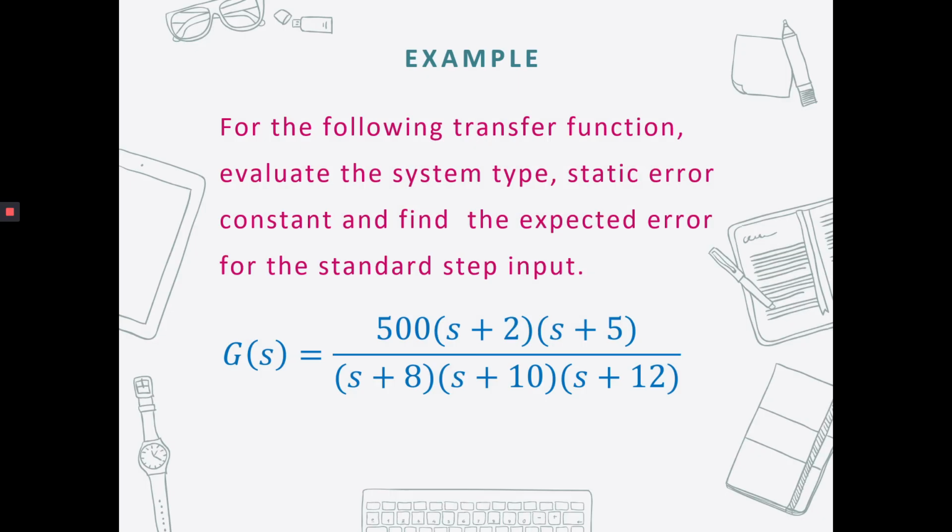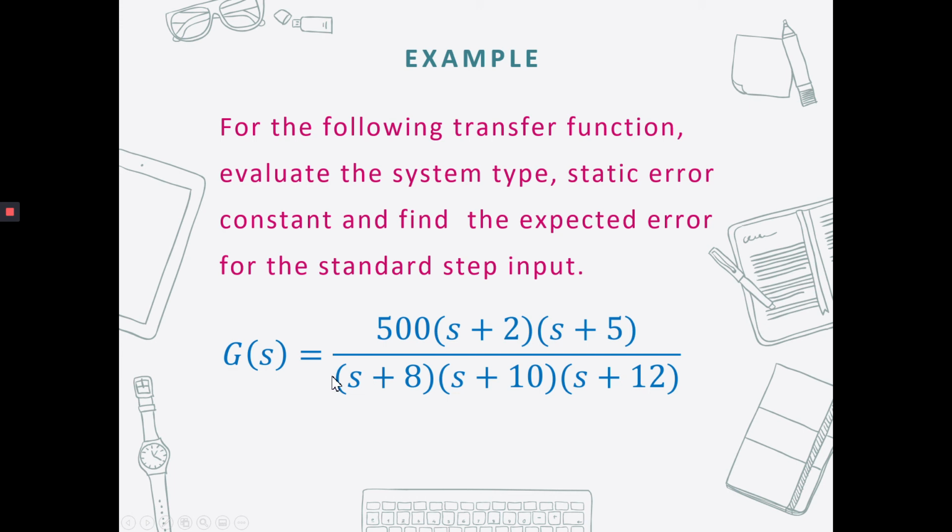You can try to determine the system type, static error constant, and find the expected error for this step input. When you know the step input, of course, this is type 0. How to confirm it? Here, this is actually s with a power of 0. So n is equal to 0. So this is type 0.